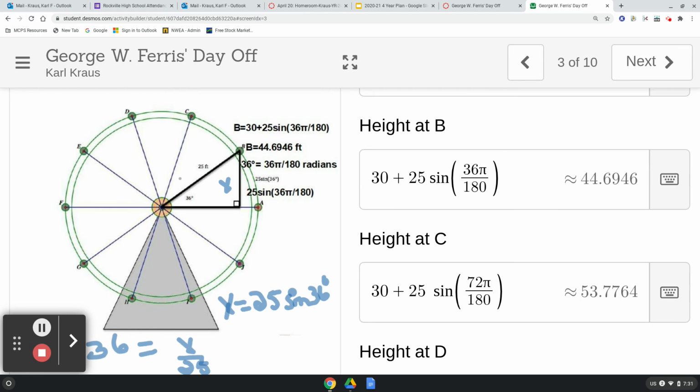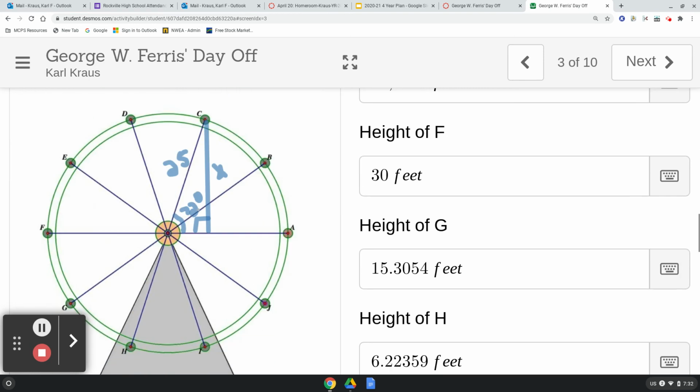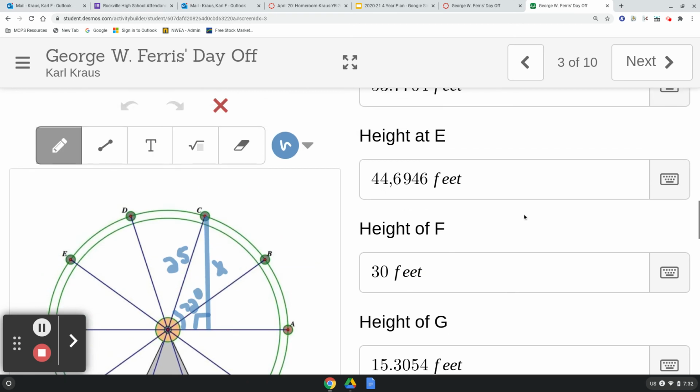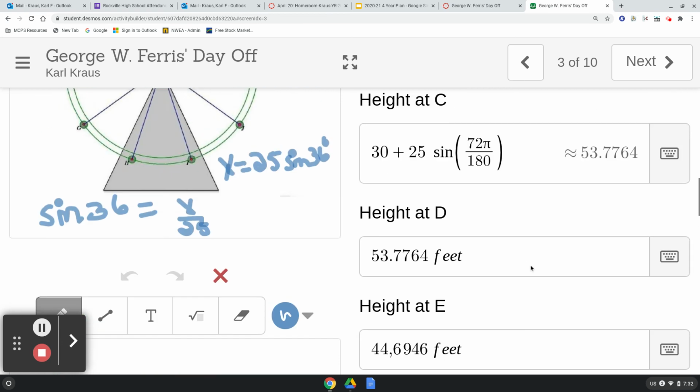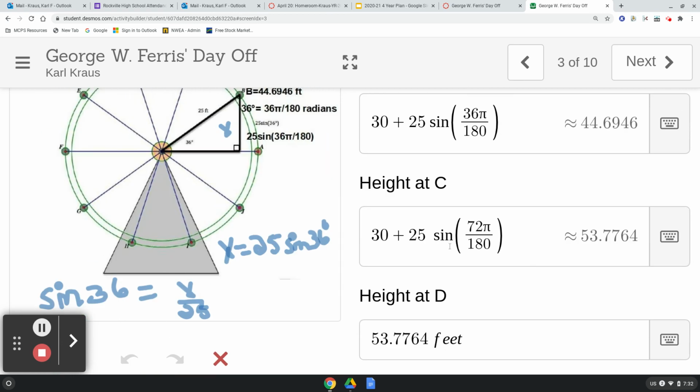And then the height at C, so there's 2 spokes at C, so that's 72 degrees. And you're trying to find this height here. So you do 30 plus 25 sine 72 pi over 180, which is 53.7764 feet.